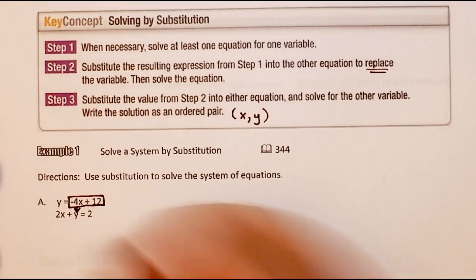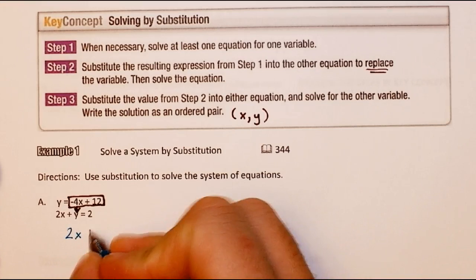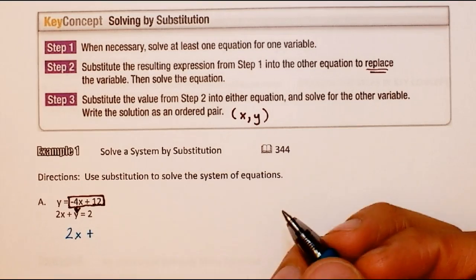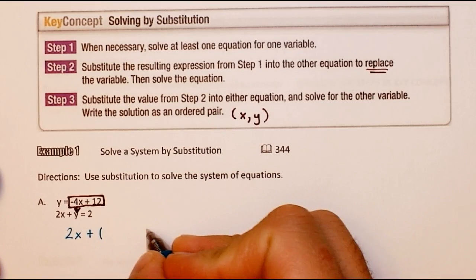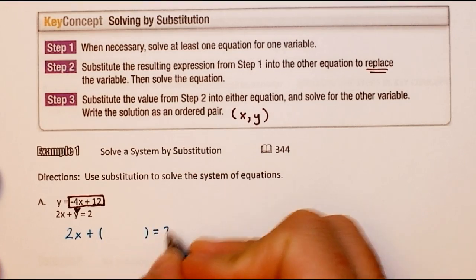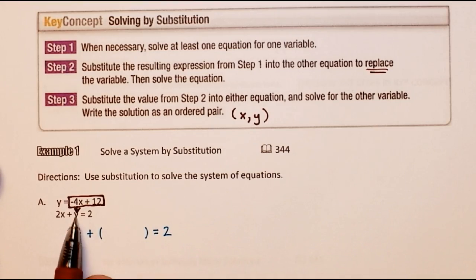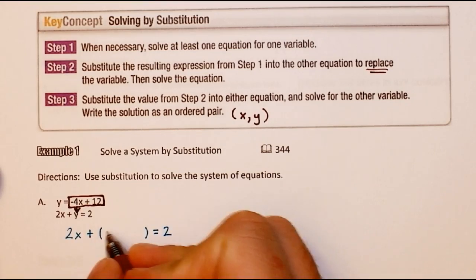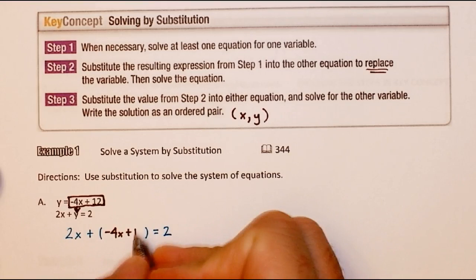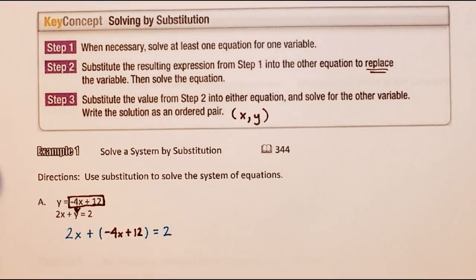So I have 2x plus y, but instead of writing y, I'm going to put parentheses in its place, and that's all going to be equal to 2. So I am taking y out, and I am putting negative 4x plus 12 into its place. Notice I've got one equation with one unknown, so my unknown here is x. Once I find the value of x, I'm going to take that and substitute it back into one of the two original equations to find the value of y.